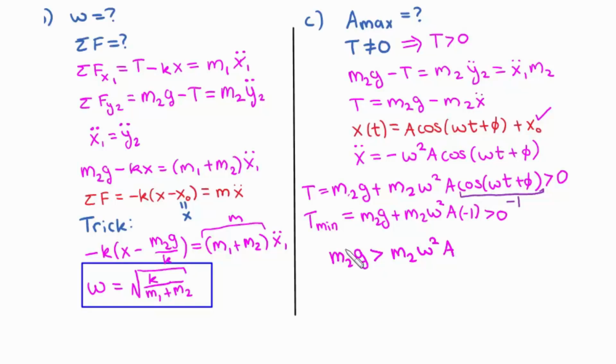Now I can divide both sides by my m2, and now I just isolate out my A. So I'll get that my A has to be smaller than my g divided by my omega squared.